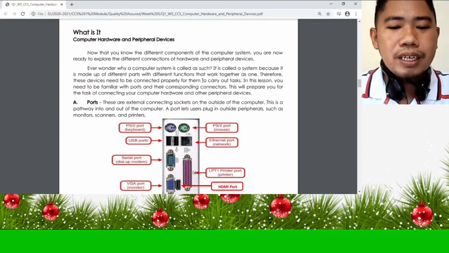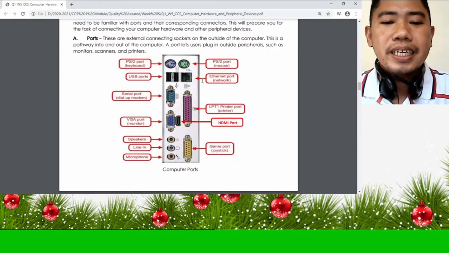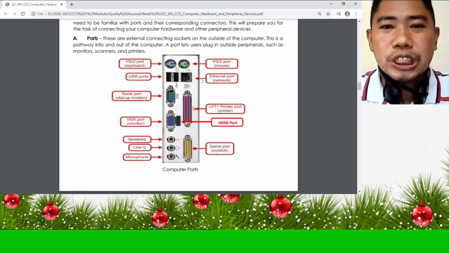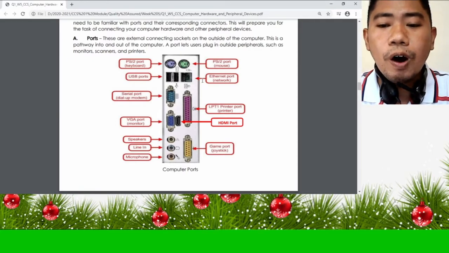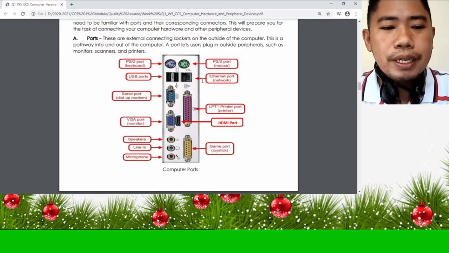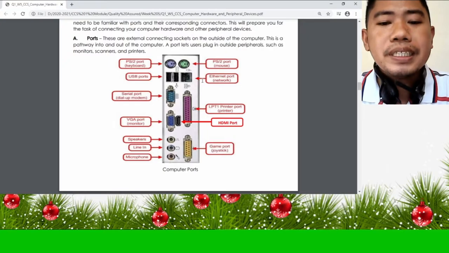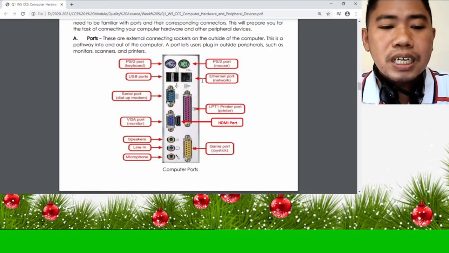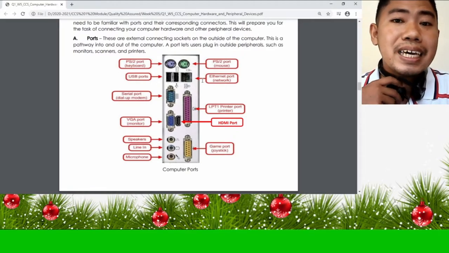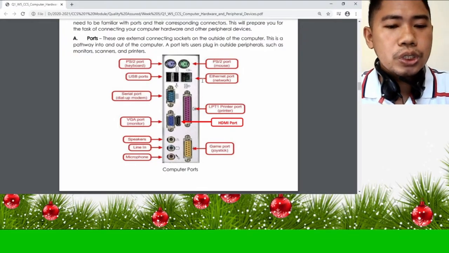Okay, going back. Ports. These are external. If you say external, it is not internal, it is on the outside. External connecting sockets on the outside of the computer. This is a pathway into and out of the computer. A port lets users plug in outside peripherals such as headsets, scanners, printers, and monitors.